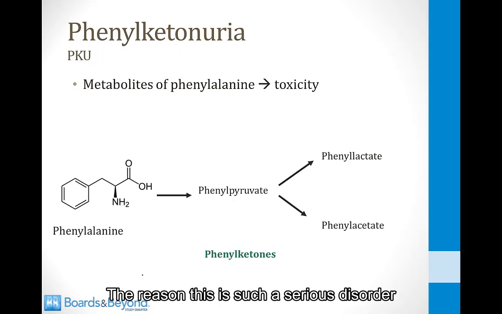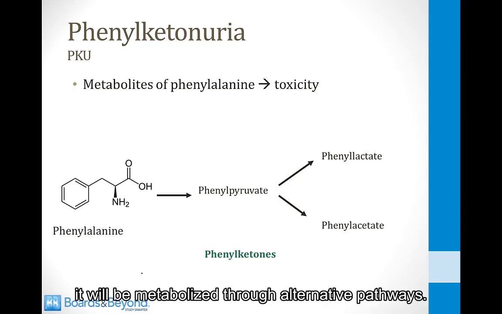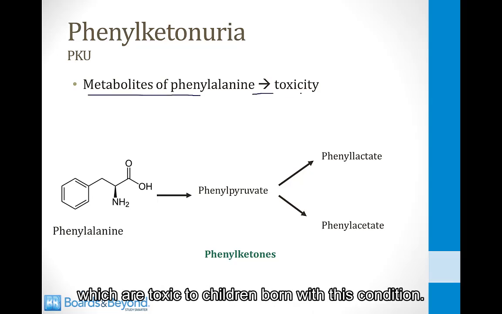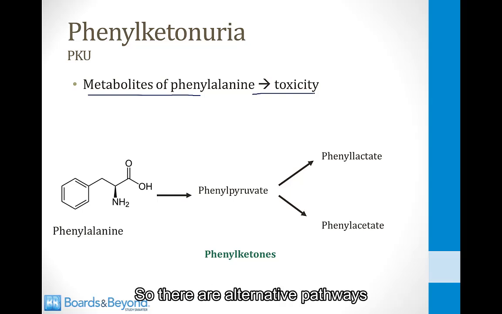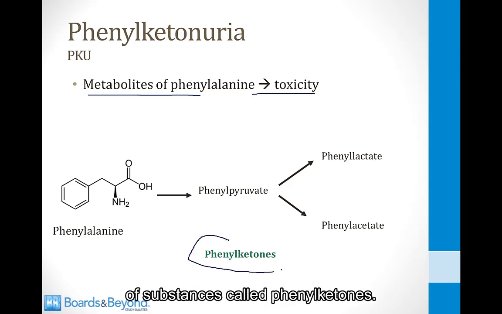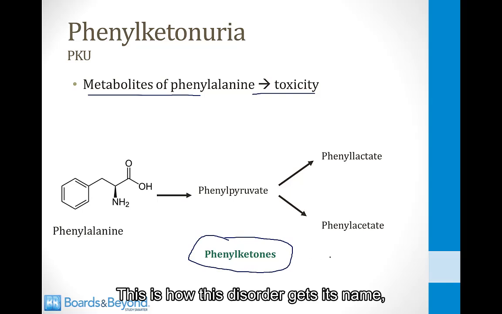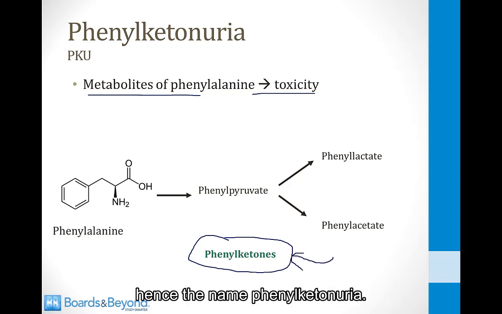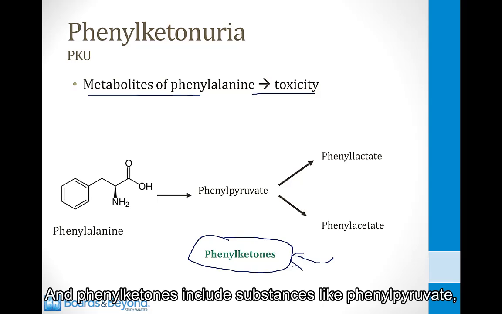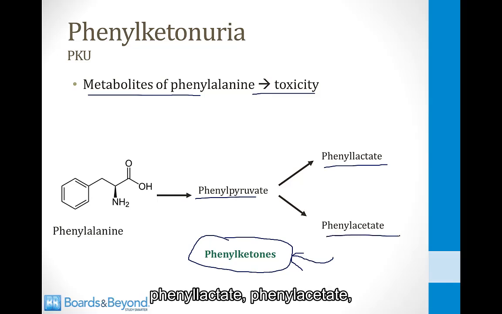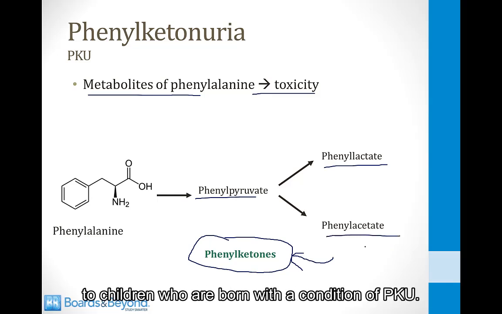The reason this is such a serious disorder is because when phenylalanine cannot be converted to tyrosine, it will be metabolized through alternative pathways. This will create metabolites which are toxic to children born with this condition. So there are alternative pathways for phenylalanine metabolism that result in the formation of substances called phenylketones. This is how this disorder gets its name. These phenylketones appear in the urine, hence the name phenylketonuria. And phenylketones include substances like phenylpyruvate, phenyllactate, and phenylacetate, and these are all toxic to children who are born with a condition of PKU.